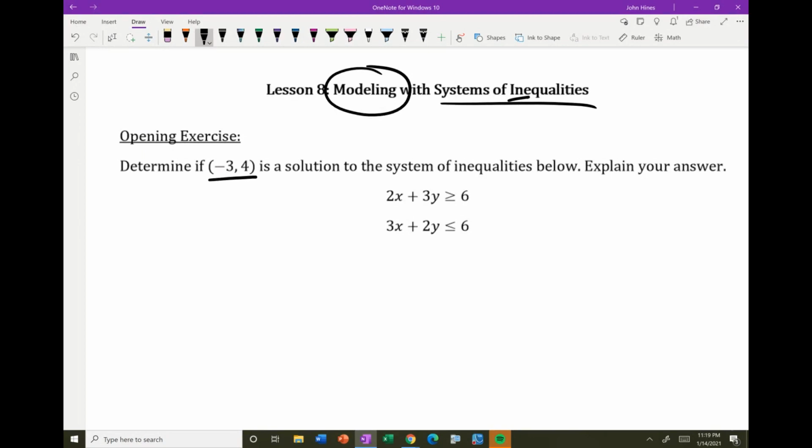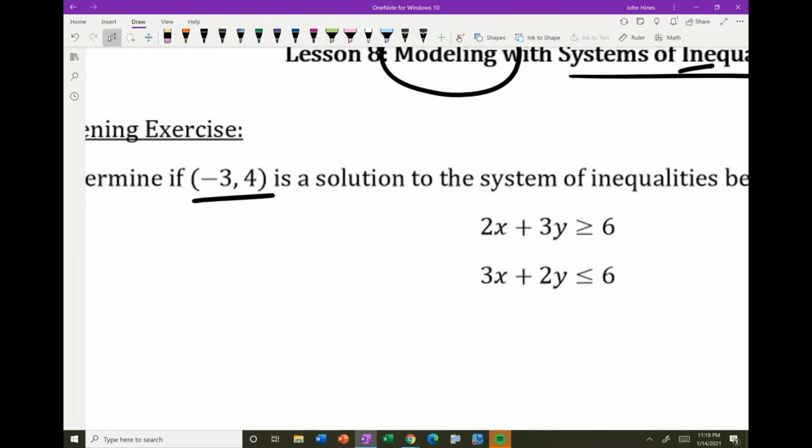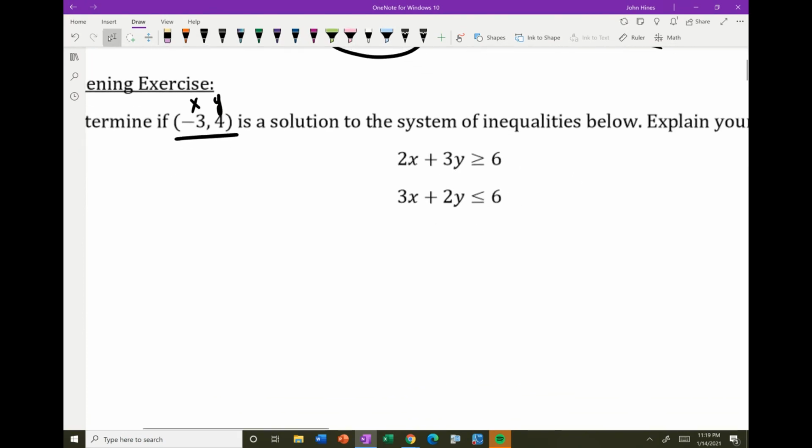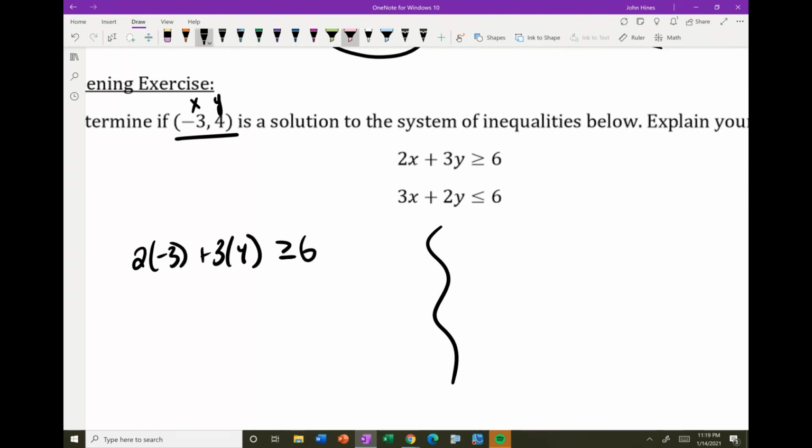Well, how do I check if something's a solution? Well, we plug it in. Negative 3 goes in for x, and 4 goes in for y. So that's what we're going to do. We're going to plug it in one at a time. 2x plus 3y, is that greater than or equal to 6? Well, doing a little mental math here. Negative 6 plus 12 is 6. Is 6 greater than or equal to 6? It is. So this is a true statement. So that one's good.